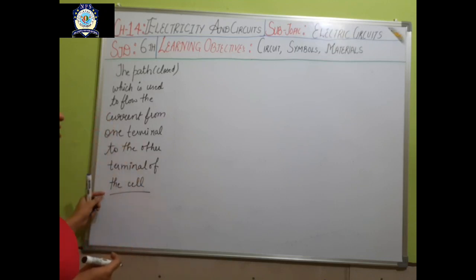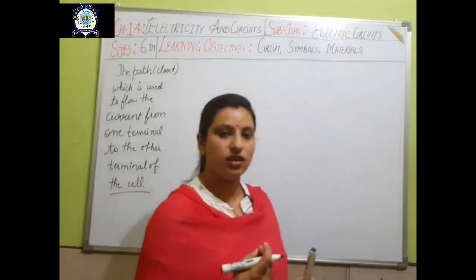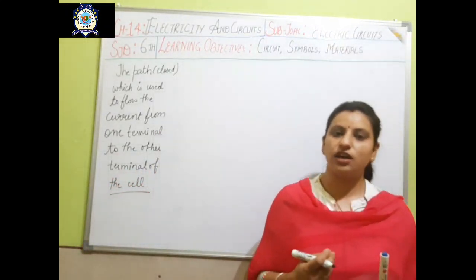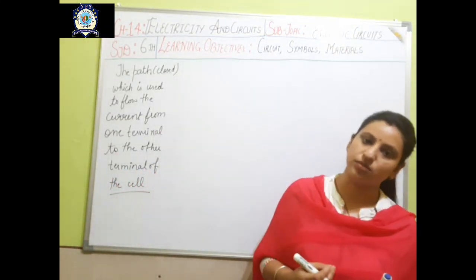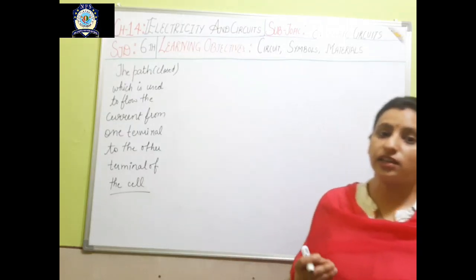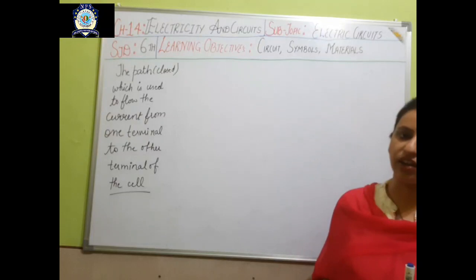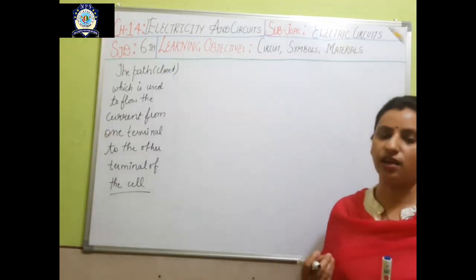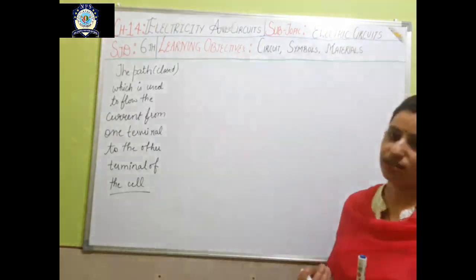So this is the electric circuit, a closed path which is very helpful in flowing the current from one terminal to the other terminal of the cell or source of current with the help of other appliances. Many appliances or components are connected to this electric circuit.